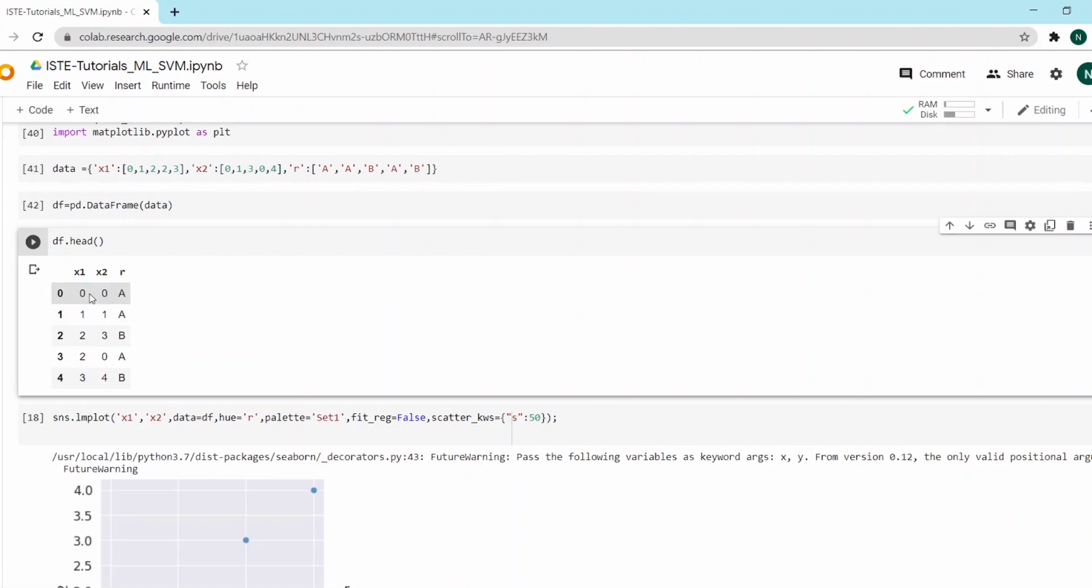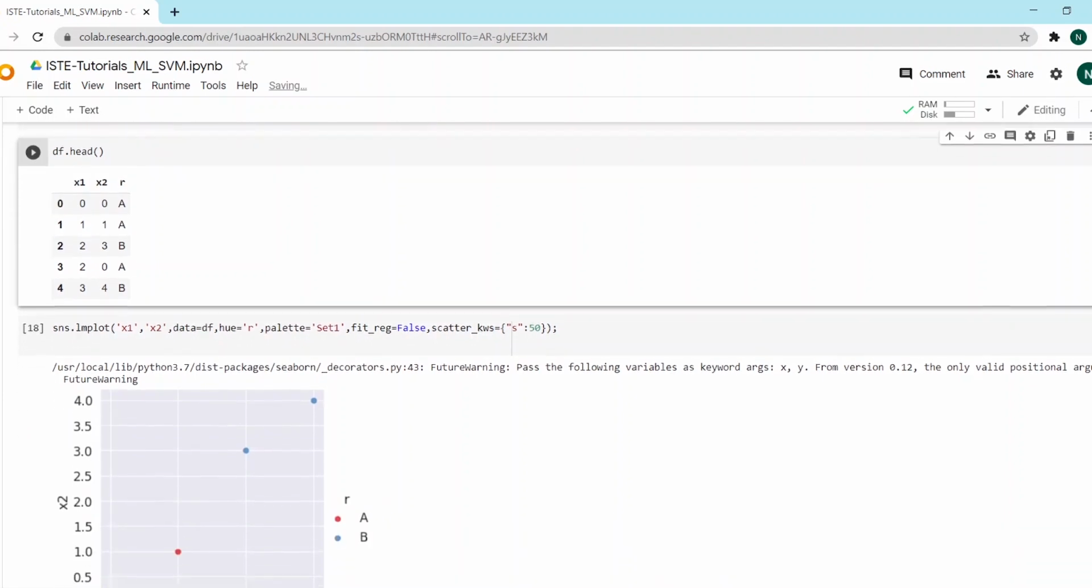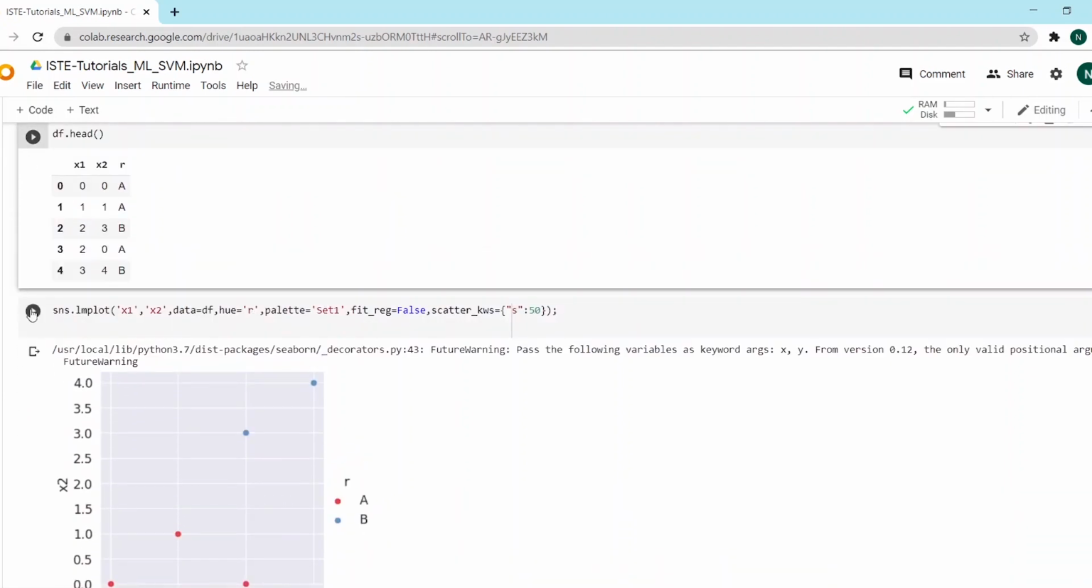To keep the model simple, I have defined only five data points. These features are x1 and x2, and the result is r. 0 is class A and 1 is class B. So these data points I have plotted, which is better than looking at these values.